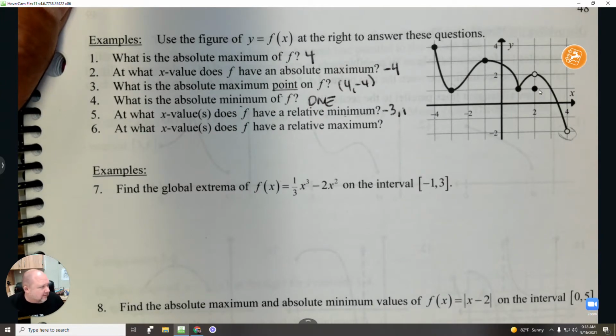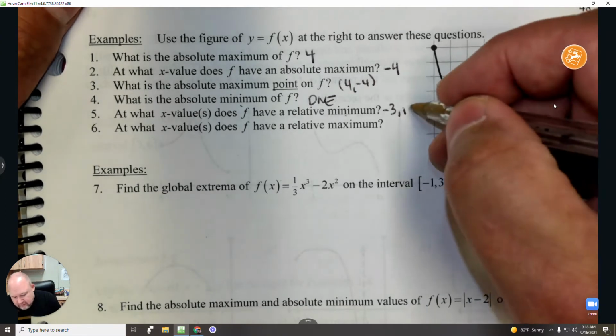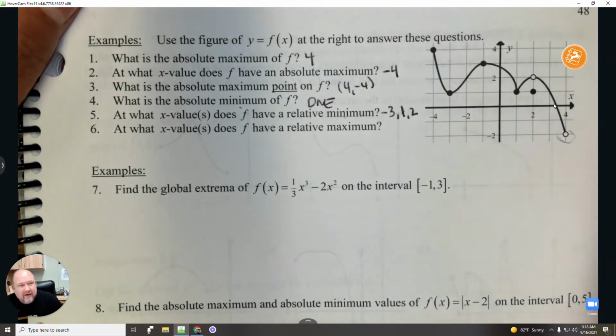I know, it's a little tricky. But in its area, this is a low point, even though it's not connected. It's like a point out of place, but it also acts as a minimum right there. So also at 2. So that's kind of a tricky one.